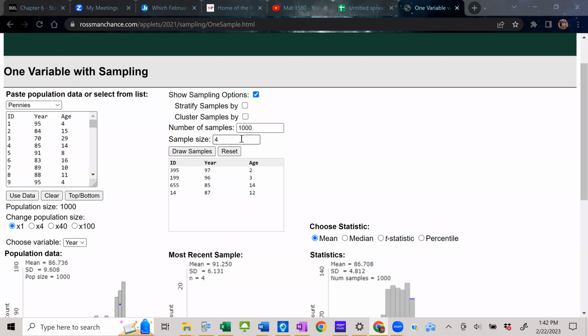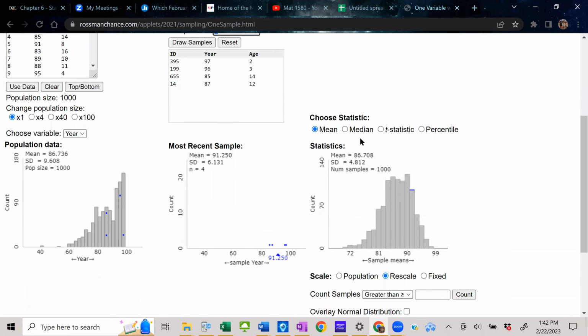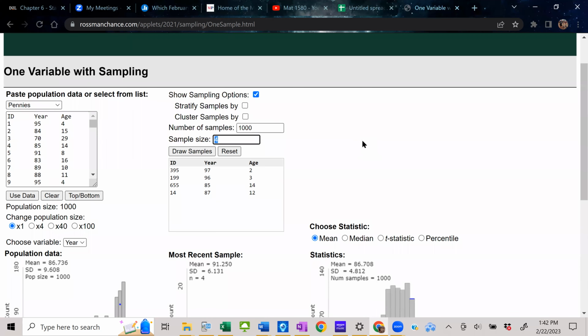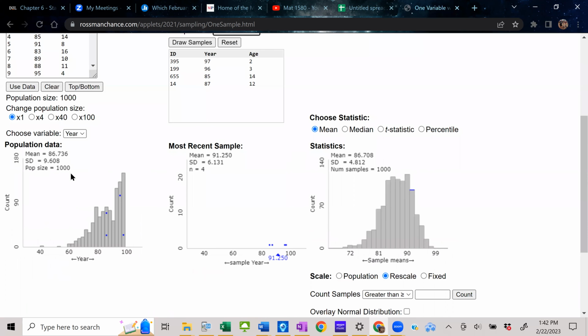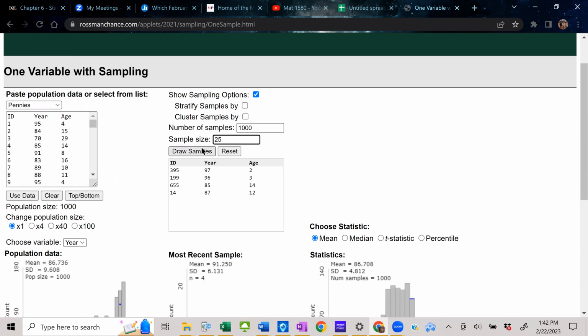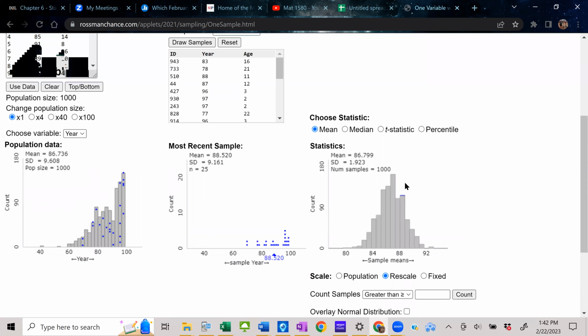Now we can keep on playing this game. Let's just jump up to samples of size 25. This time, I think our standard deviation is going to be about 1.8. Let's see. Yeah, about 1.8. All right, 1.93. Not bad, not bad. But what we've got looks pretty much like a normal distribution.